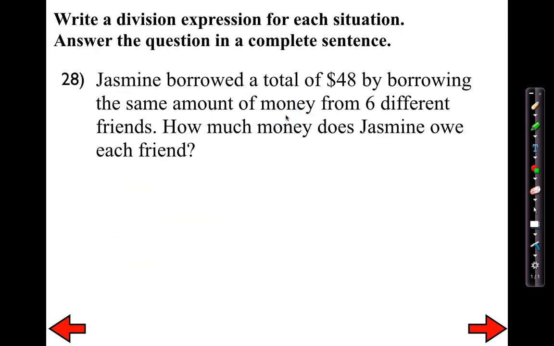So now let's move on to some word problems. It says here, write a division expression for each situation. Answer the question in a complete sentence. Jasmine borrowed a total of $48 by borrowing the same amount of money from 6 different friends. How much money does Jasmine owe each friend? So here we're starting with $48 and we are dividing it between 6 different friends.